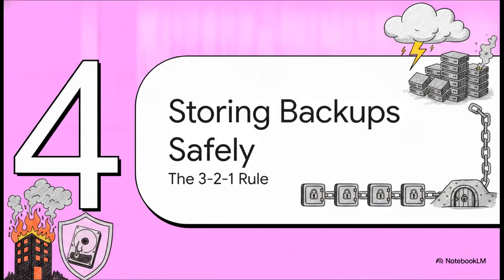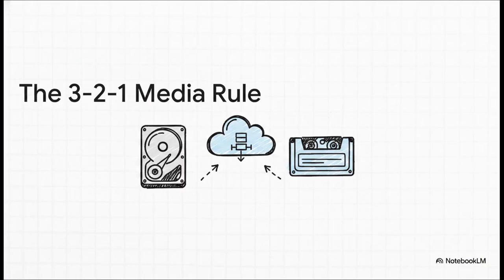Section 4. Storing your backups safely. The absolute gold standard for storage is the famous 3-2-1 rule. This rule mandates that you keep multiple copies of your data across at least 2 different media types. You really want to mix here.